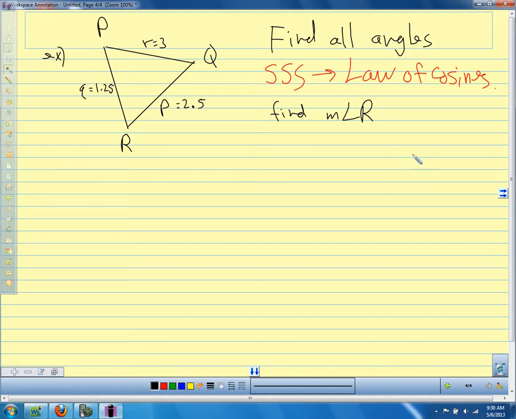So I know on the right side of my equation, I'm going to have cosine R. On the left side of my equation, I'm going to have R squared. So I'm going to write my equation here. R squared equals P squared plus Q squared minus 2PQ, and I'll move my cosine R over.